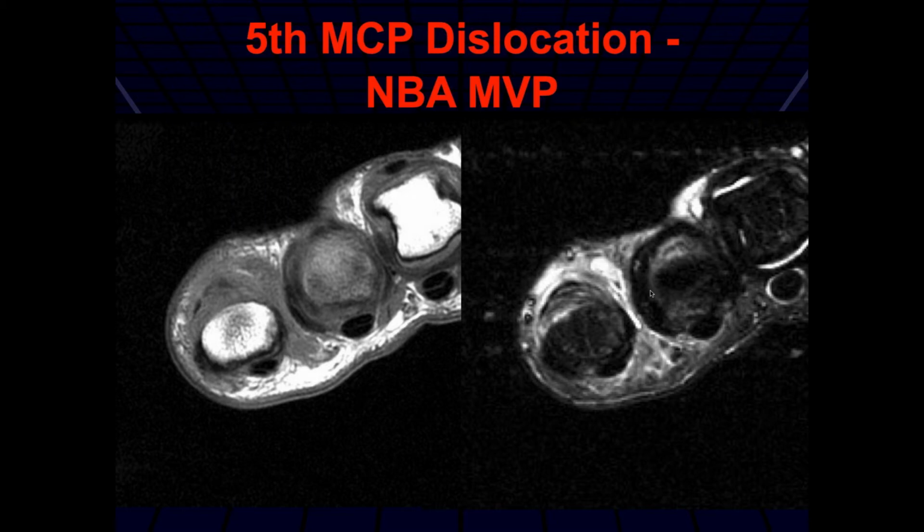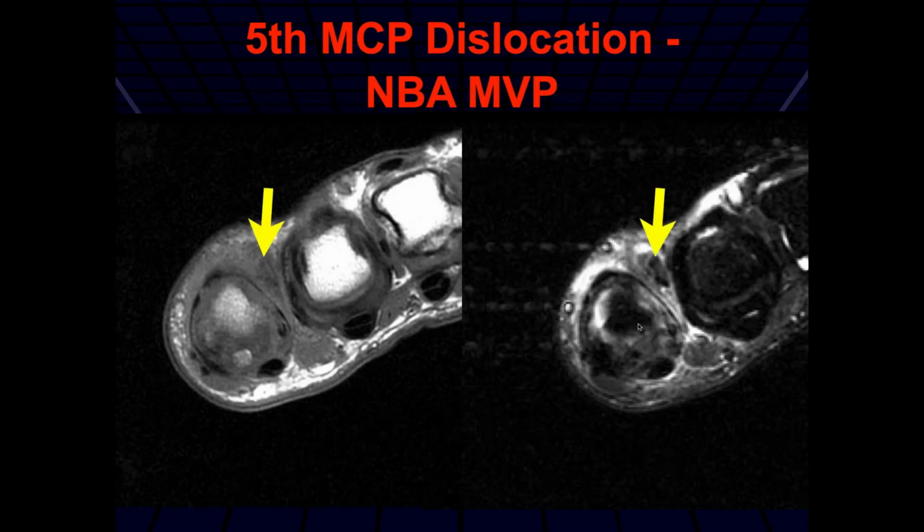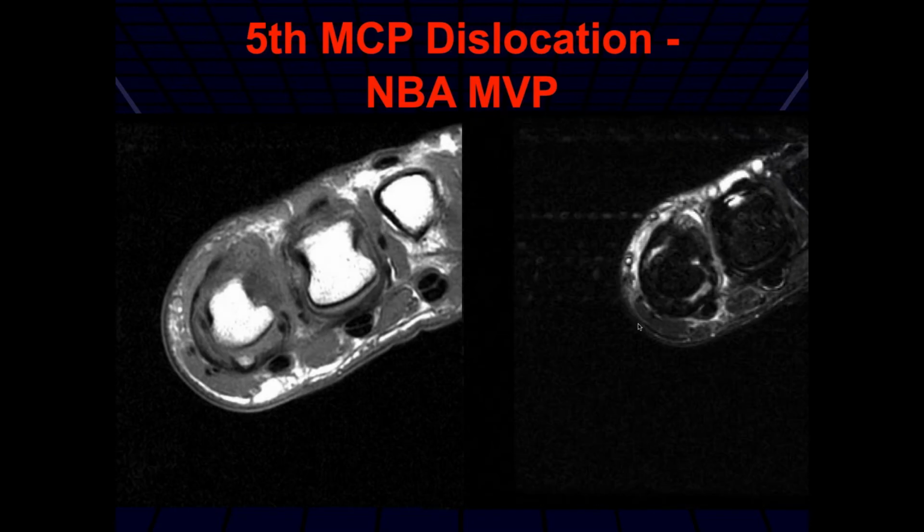I'm seeing increased signal on the radial side there, the fifth digit. Is that the collateral ligament? That's the collateral ligament. Here's the coronal arches. Yeah, the distal attachment of the collateral ligament is affected. This is the displaced collateral ligament right here.